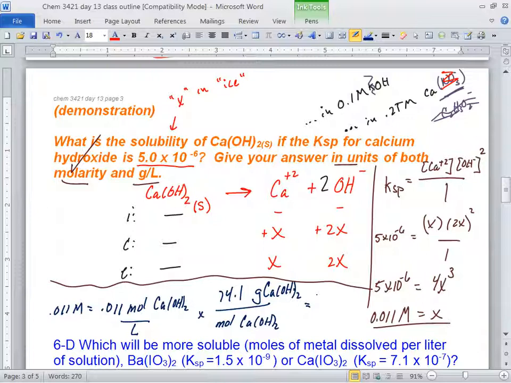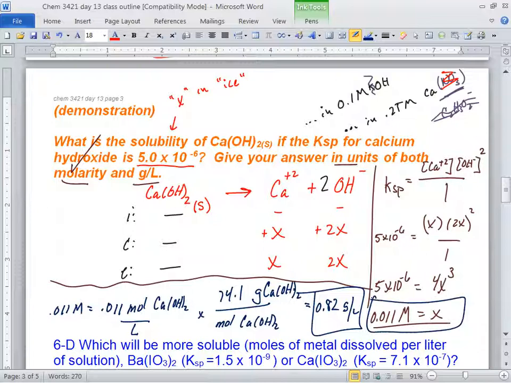Andy, what'd you get? Anybody get an answer? 0.81 something? Let's go to 0.82. Yeah, that's what I got too. 0.82 grams per liter. So there's our two answers.